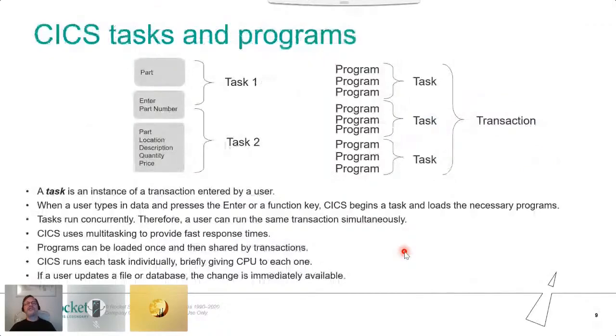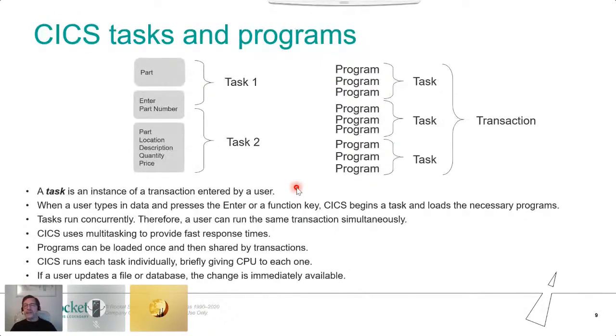In the world of CICS, we talk in terms of tasks, right? A task is a logical unit of work, and multiple tasks can actually make up a physical transaction, right? So CICS, we're going to see, breaks this up into individual tasks. The individual tasks can run multiple programs, as we're going to see. So a task is just an instance of a transaction entered by a user.